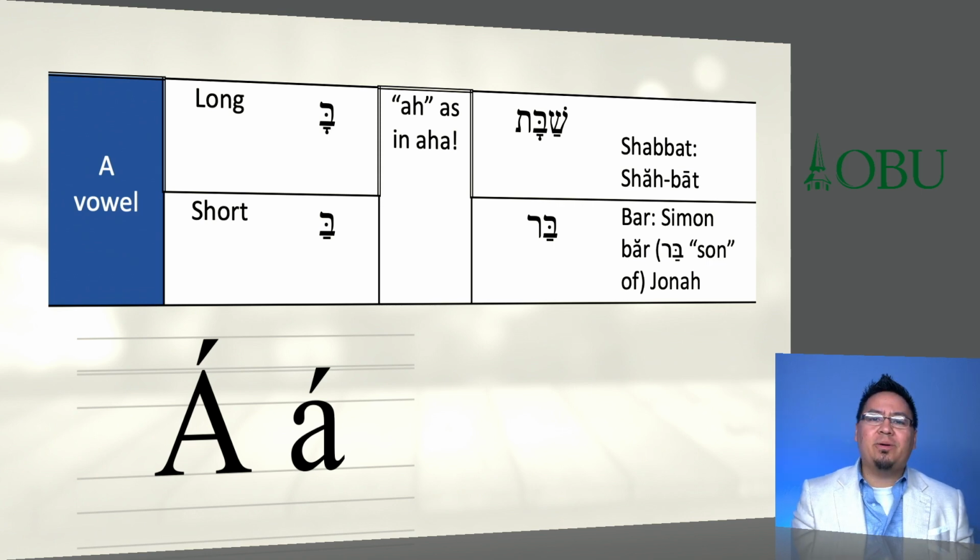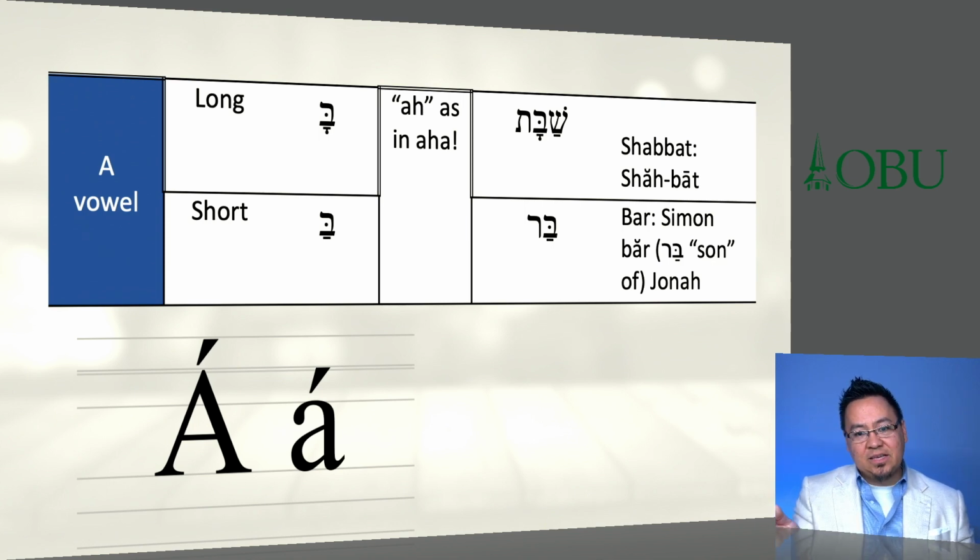So the first one, let's talk about the A-class vowels. You see there you have two different types of A-class vowels: the long A and the short A. And they both are ah or aha. Long, right? So you have aha. You have the short at the beginning and the long at the end.